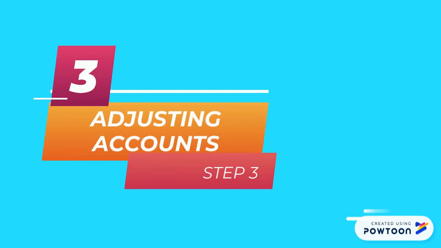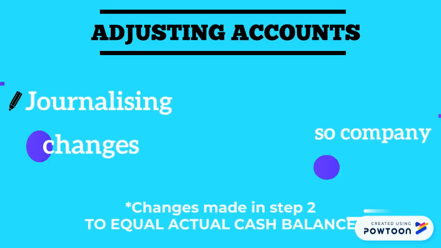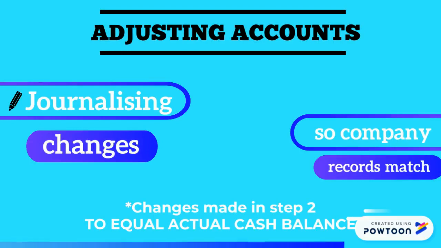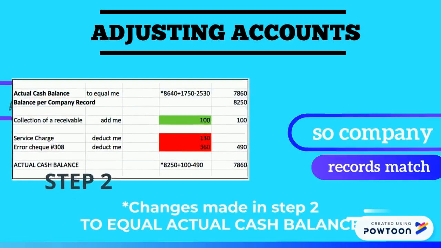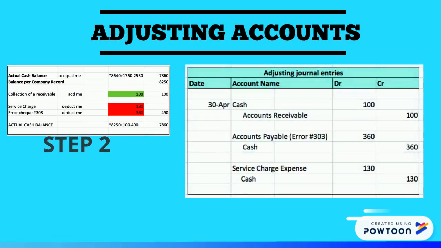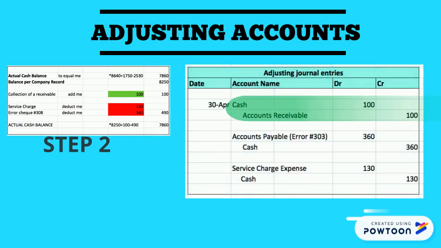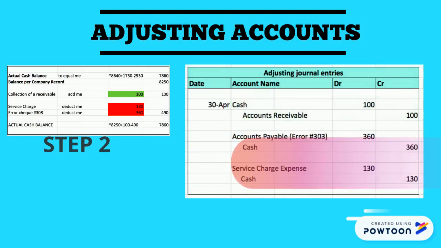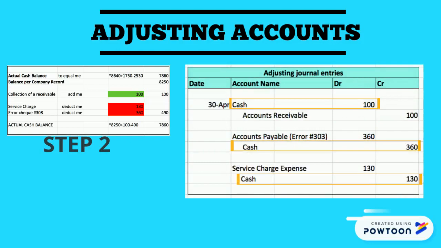The final step is to adjust the cash balance in our accounts. This is done by journalizing any changes made to the book balance, or in other words, any changes made in step 2, so that the company's records match the actual cash balance. Remember, any increase in cash is debited and any decrease is credited. And since we're working with cash, all of our journal entries should include cash.